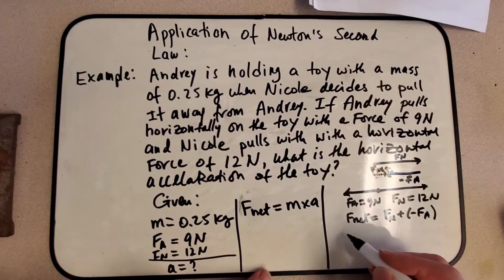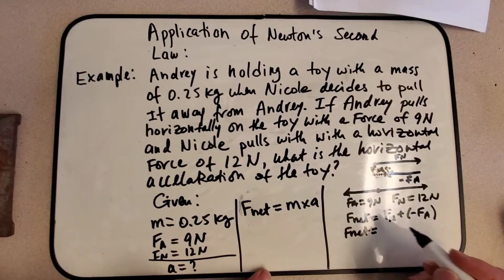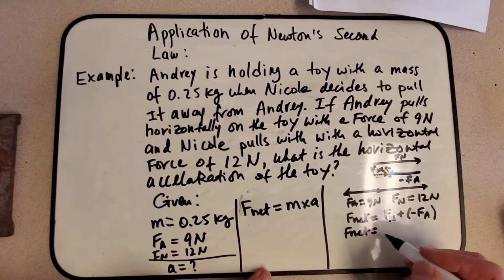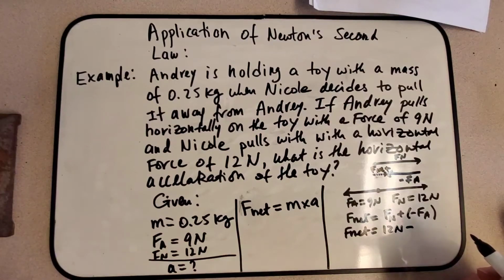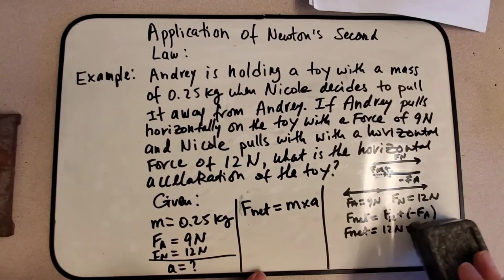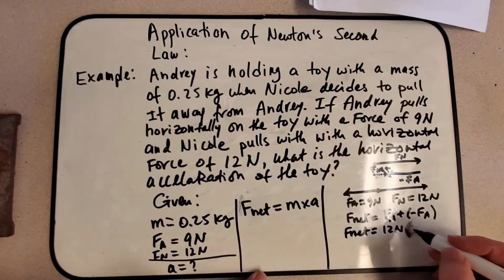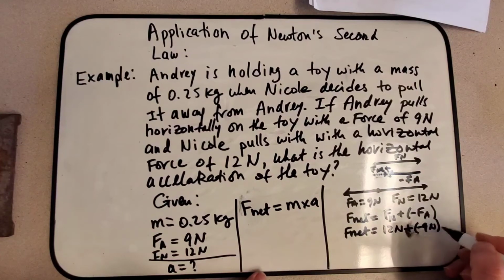All right, so let's solve this problem. F net is equal to, now what's the force Nicole exerts on the toy? 12 newtons minus 9 newtons, or I should say plus minus, just let's keep it the same as the formula, and so the answer here will be 3 newtons.